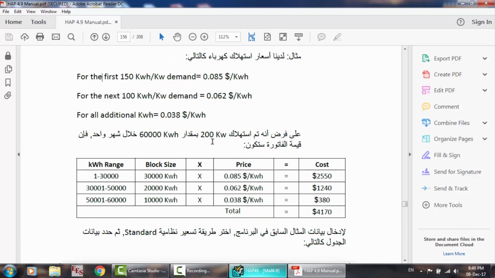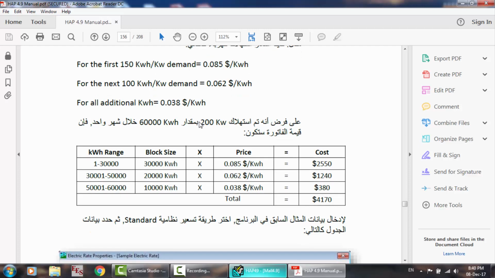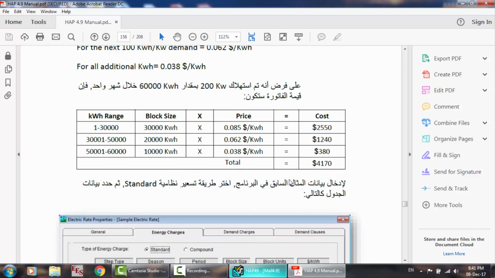Suppose that we have consumed 200 kilowatts against 60,000 kilowatt hour for 1 month. So the bill will be for the first kilowatt hour range here, from 1 to 30 thousand. Here the block size, here the price. And from the other range, the block size and the other cost, and for the additional or remaining, the third cost.